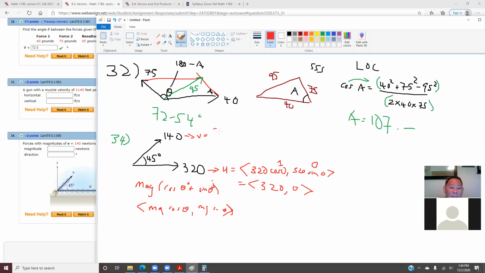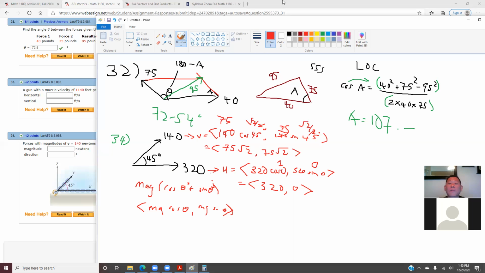For vector V, you do the same thing. 140 cosine of 45 degrees and 140 sine of 45 degrees. Then we need to know what cosine and sine of 45 degrees are. Parker, Ryan, do you know what cosine 45 degrees is? Root 2 over 2. Yep, root 2 over 2. And sine 45 is also the same thing, root 2 over 2. So this 140, you can reduce it by 2, so it's 70. So the component form for V is 70 square root of 2 and 70 square root of 2.